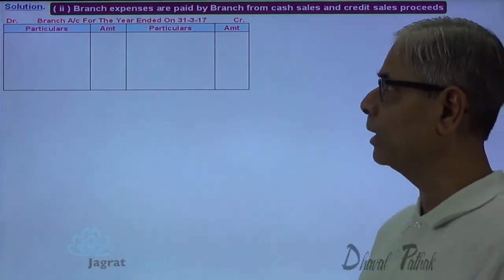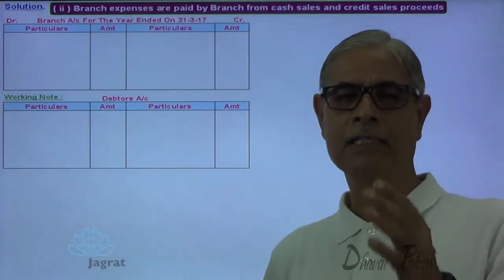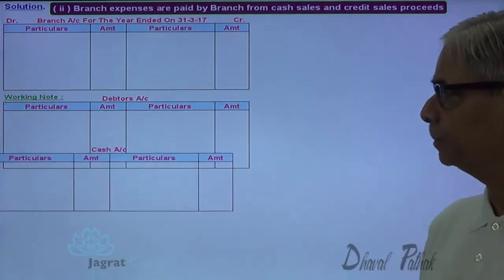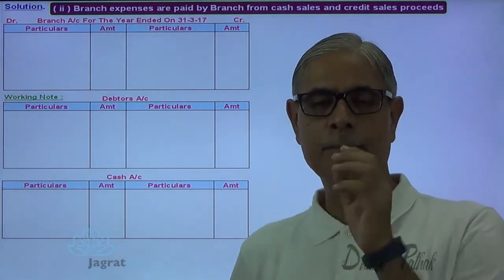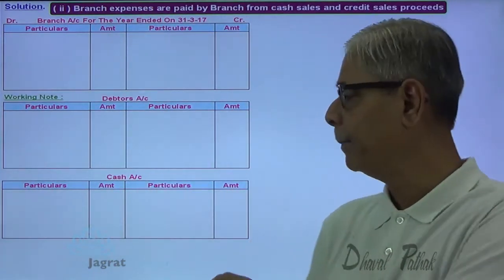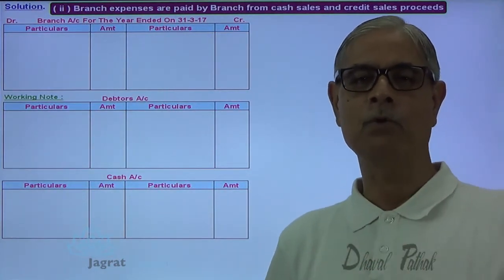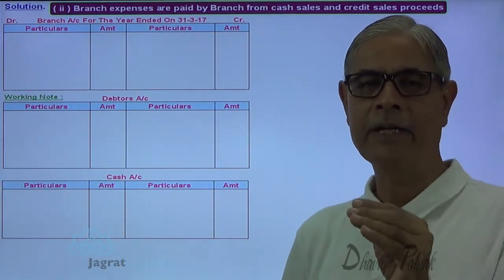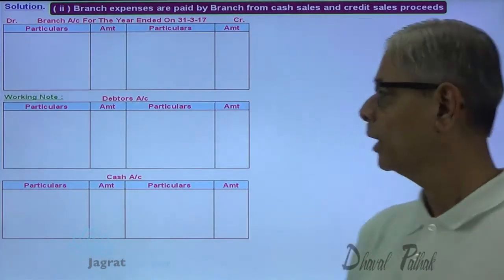Here I am preparing branch account. Here the working note debtors account is to be prepared as I have done before. One more account is required to be prepared, that is known as cash account. In this cash account on the receipt side, cash sales proceeds and collection from debtors will be recorded and payment of expenses will be recorded on the payment side. Balance of cash will be found out and that will be remitted to HO, and that remittance will be recorded on the credit side of branch account. That is the peculiarity under this option. Now let me start.